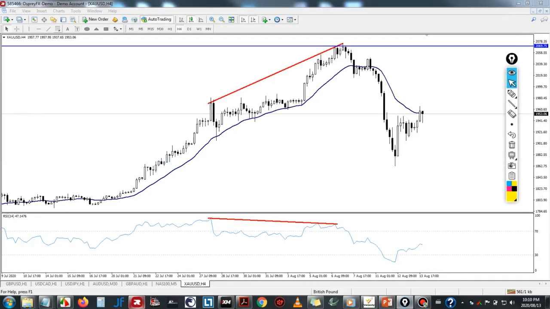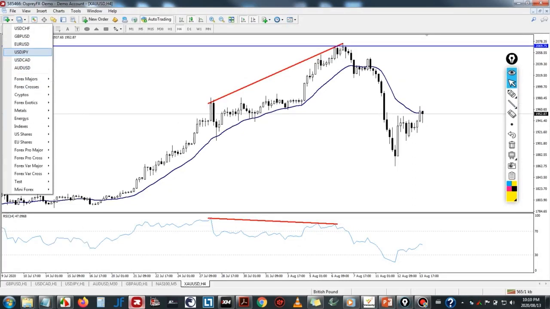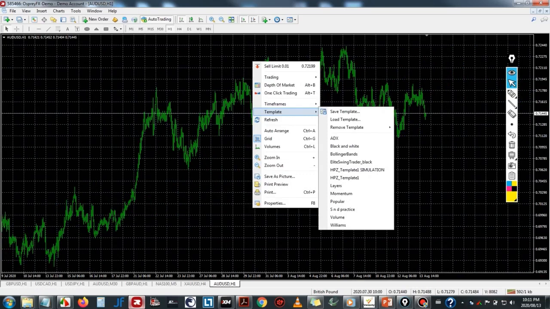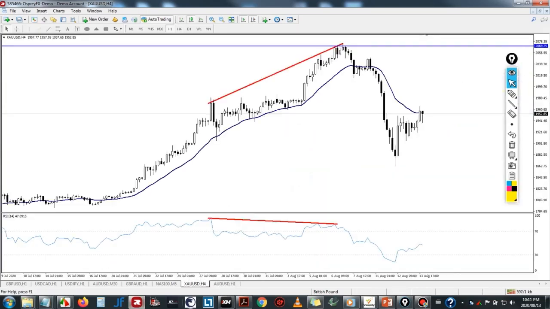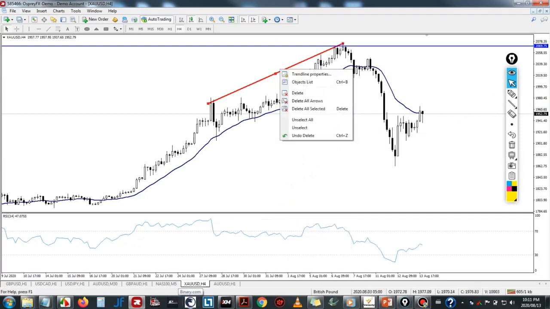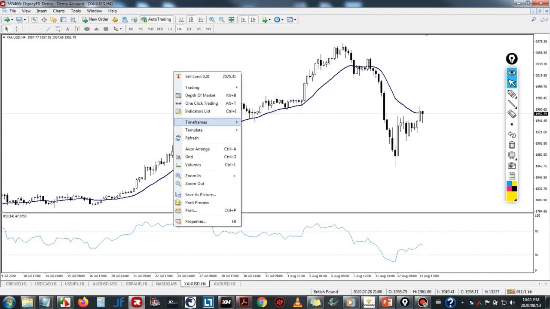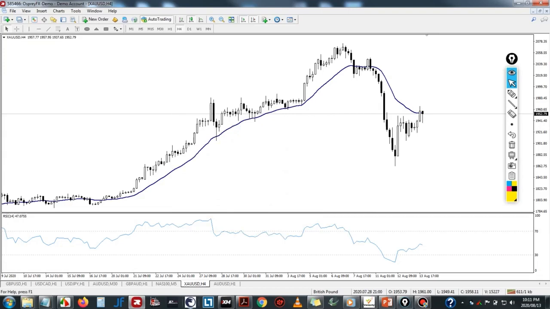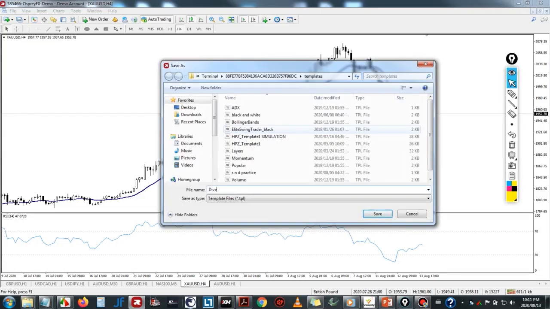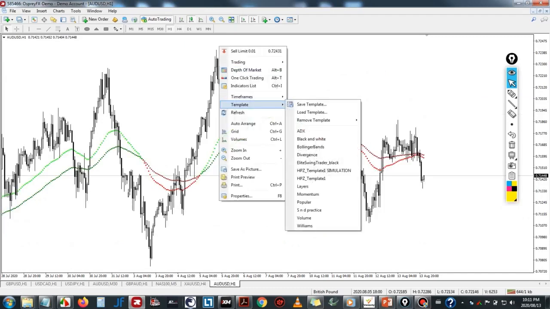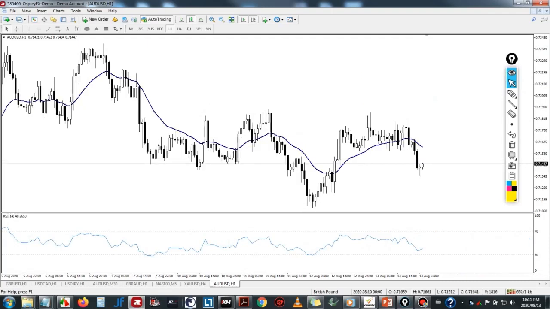Let's now look for the second chart to identify this divergence. We'll go randomly, my friends. Let's just pick AUD USD. Let's hope to find an example of a bullish divergence. Let's first save our template so that it can be easy to identify these divergences. If you don't know how, just right click, then templates, and then save template. I'm going to name this template divergence, and then save it. Now when I click on this chart, I just right click, select template, and choose divergence. Here's our template for our trading strategy.